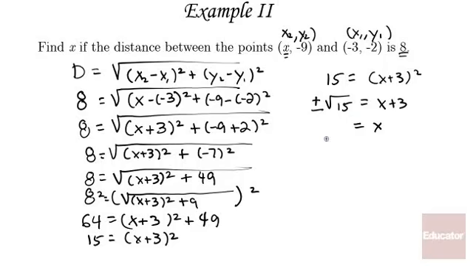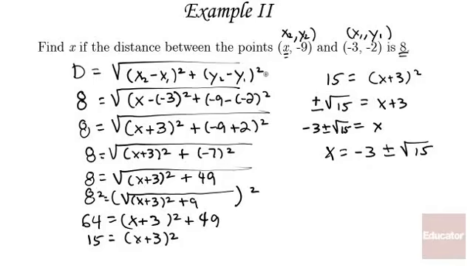So solving for x, subtract 3 from both sides. So x equals, I'm going to write this in the more standard form with the variable on the left, x equals -3 plus or minus the square root of 15. So those are 2 solutions for this set of points. Given this x coordinate, the distance between these 2 points would be 8.